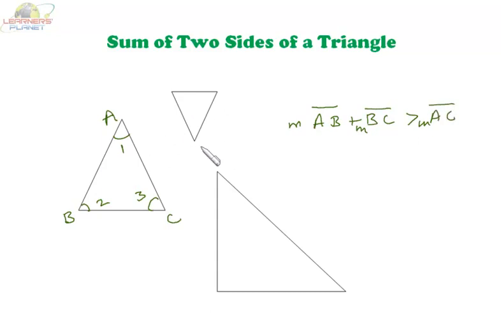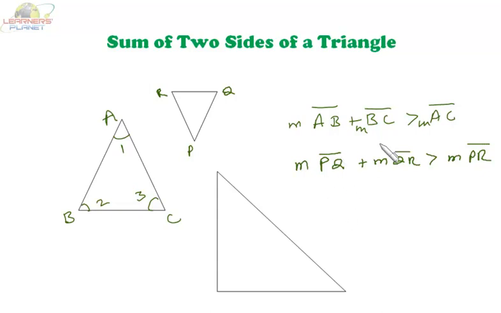So if you measure length AB and length BC, the sum will always be greater than length AC. Suppose I talk about this triangle, suppose it is PQR. The measure of PQ plus the measure of QR will always be greater than the measure of PR. So we can say this is the triangle inequality property. That means the sum of two sides of a triangle is always greater than the third side. Along with that, we can also say that the difference of any two sides of a triangle is less than its third side.